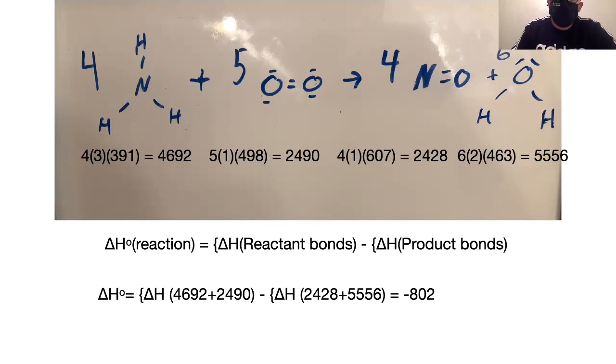We've got to make sure that we put in our minus, because otherwise we'll just be adding these all together and we won't be able to differentiate between the beginning and the end of the reaction, or the beginning and the end of the process. And if you do all that right, hopefully you came out to negative 802 kilojoules per mole. Sweet.